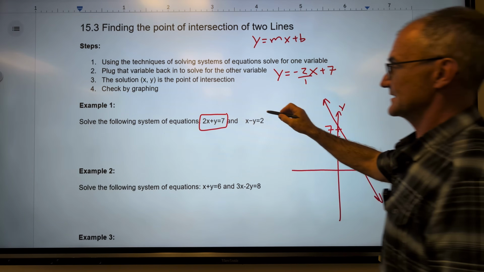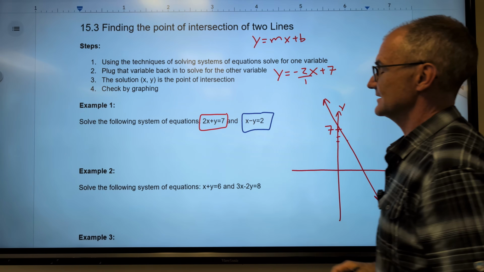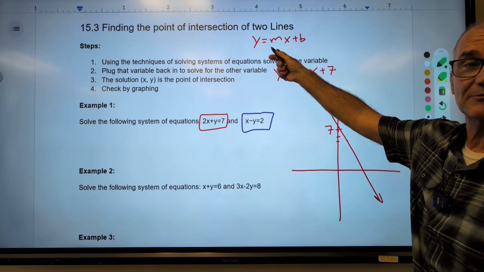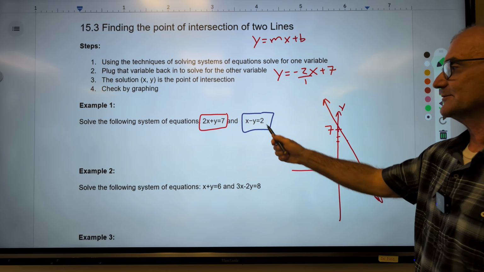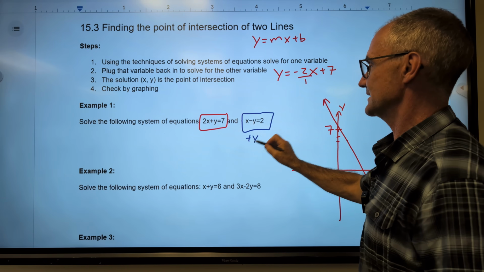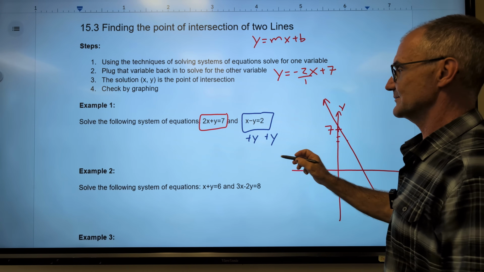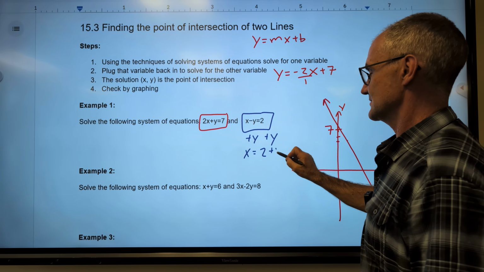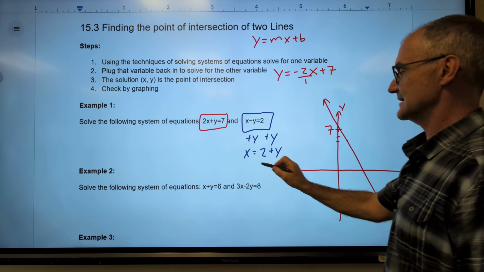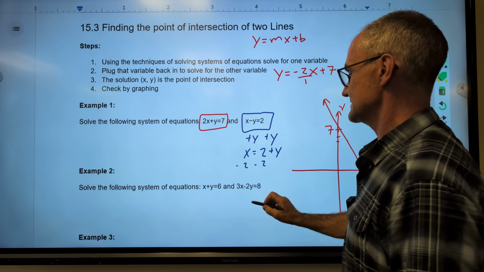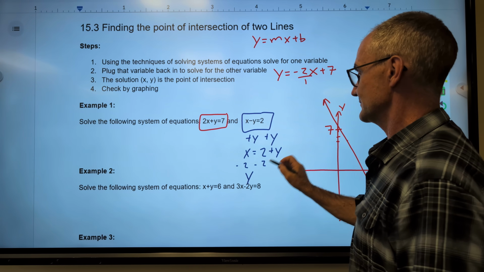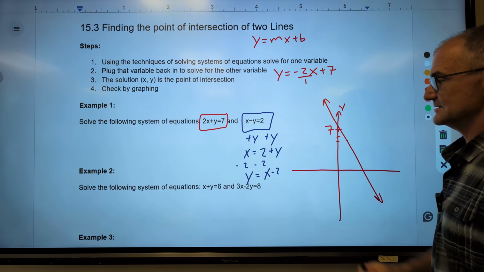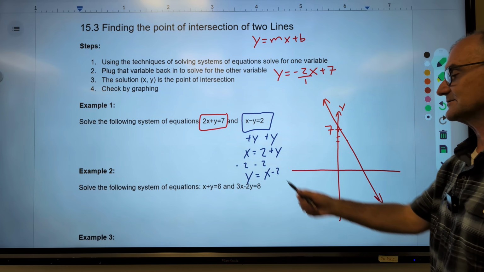Now let's try and figure out this graph right here. This time, I have a negative y. This is my roadmap. This is where I want to go. I want to make it positive, so I'm going to add y to both sides just to make it positive. That's going to give me x equals 2 plus y. Now I'm going to subtract 2 from both sides, and that's going to give me y by itself is equal to x minus 2. So here's my second equation, y equals x minus 2.